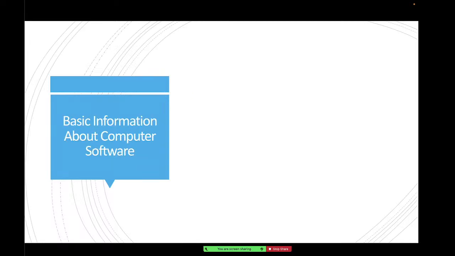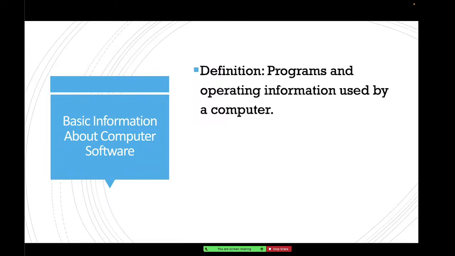So let's begin. We begin with the basic information about computer software. We're going to begin by defining programs and operating systems used in computers. So a program is organized instructions that are designed to sit on a computer and can make the computer perform a specific task.